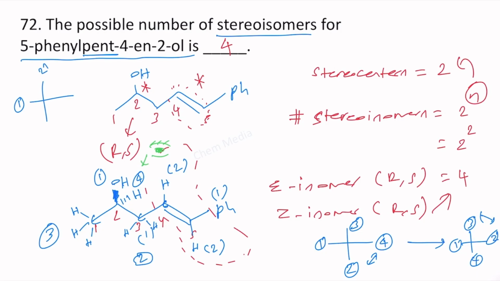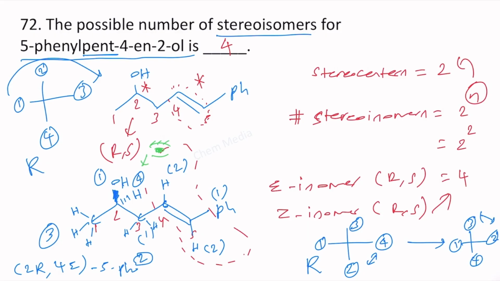1, 2, 3, 4. Now we can go clockwise, 1, 2, 3. This means this is R. The original should also be R because we have done 2 swaps. Therefore, the correct IUPAC name is 2R, 4E, 5-phenylpent-4-yn-2-ol.